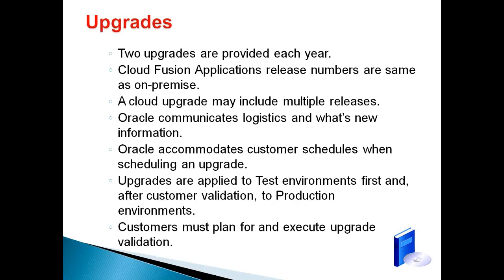A cloud upgrade may include multiple releases, and it communicates logistics and what's new information, and accommodates customer schedules when scheduling an upgrade. Upgrades are applied to test environments first, as we saw in the previous screen, and after customer validation, to production environments. Always everything will happen first on the test. That's why 2 instances will be provided. Customers must plan for and execute upgrade validation after it is applied on the test first. Once everything is fine, only then will it be done on production.